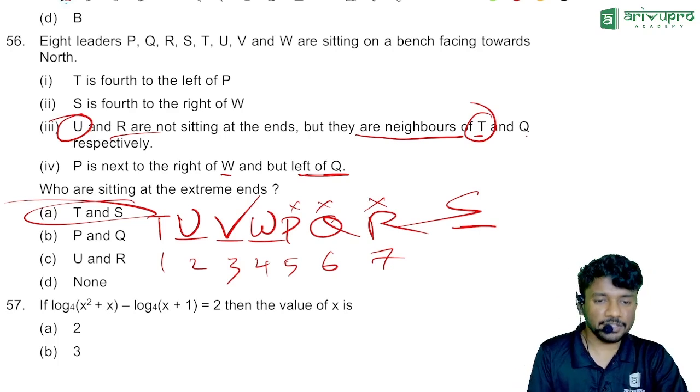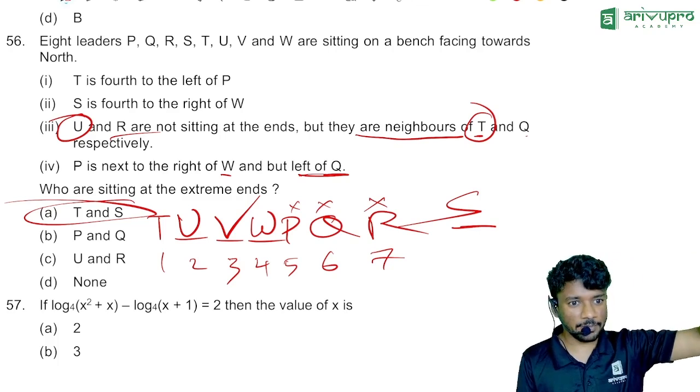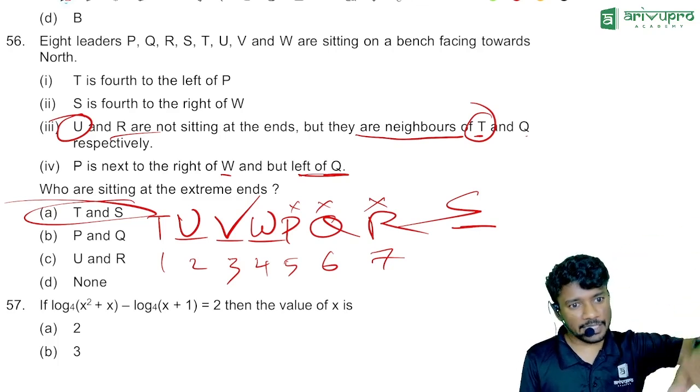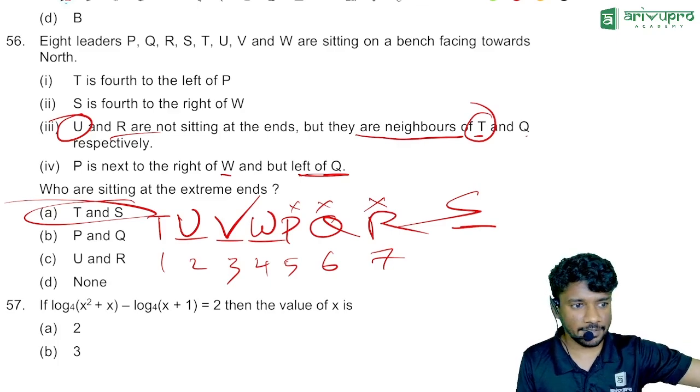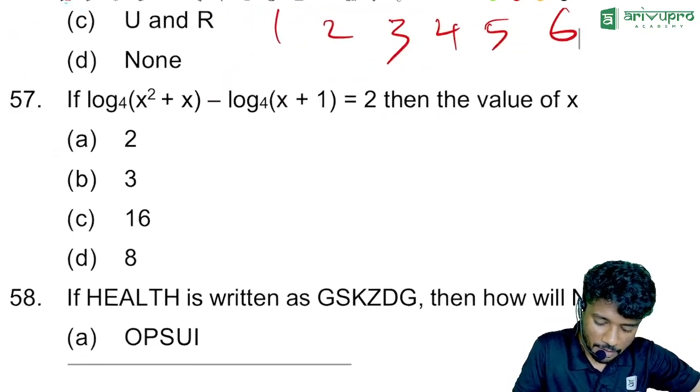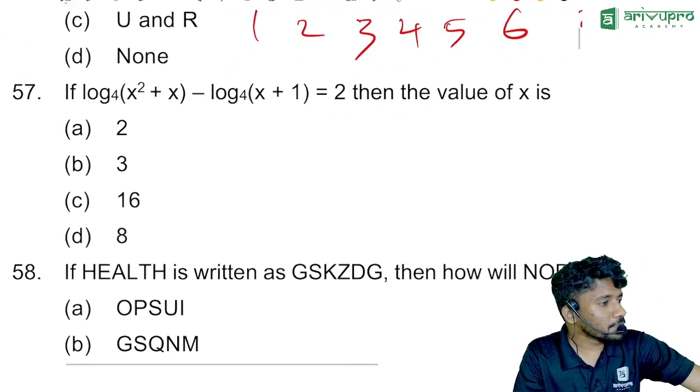Think about a situation where they haven't given one of them. That means it is getting complicated. You will get the answer, but it is getting complicated. Now, next one. Can you solve it, people?